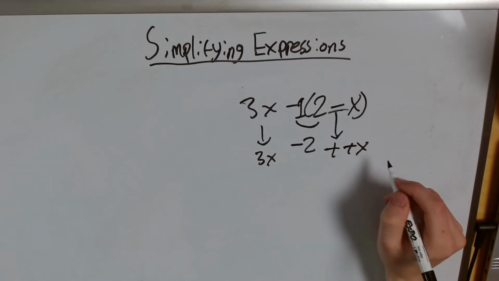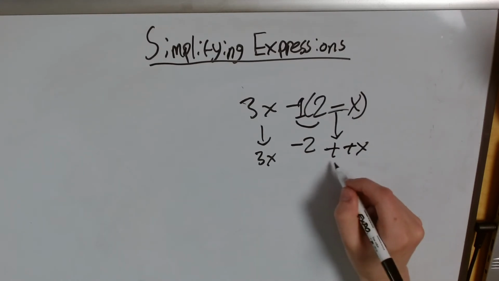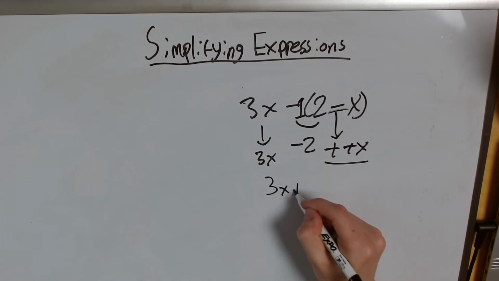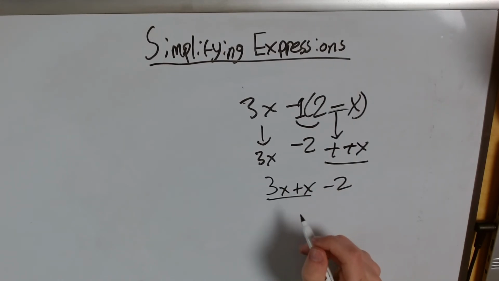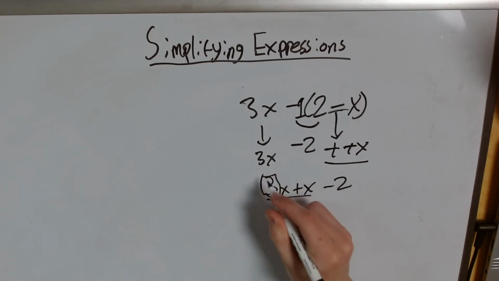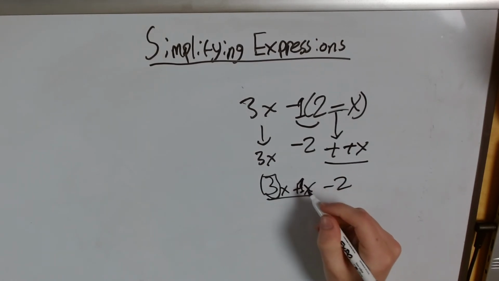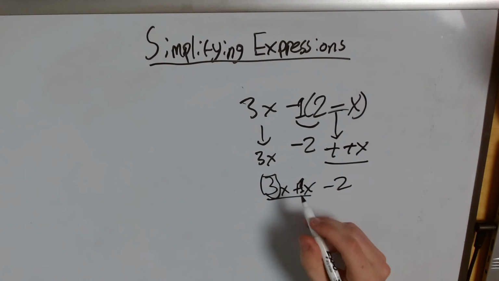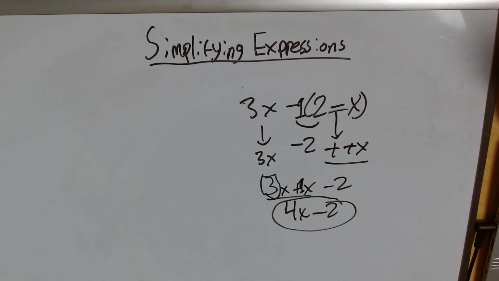I can use the commutative property to rearrange my expression. I'm just going to take this x, since I'm adding it, and move it over here. So I'm going to have 3x plus x minus 2. These are like terms, which means I can combine them. The coefficient of this one is 3. The coefficient of this one doesn't seem to exist, but whenever there's not a number here, we always assume it's 1. So this is actually 1x. And remember, to simplify, we add the coefficients together. Since 3 plus 1 is 4, we have 4x minus 2. That is our simplified expression.